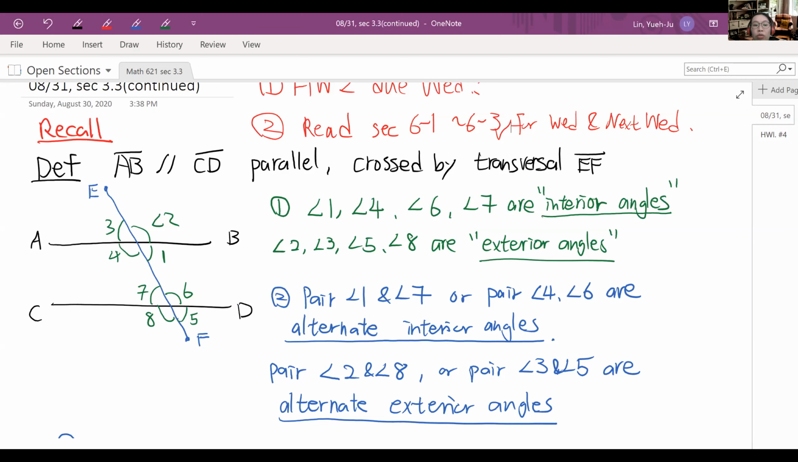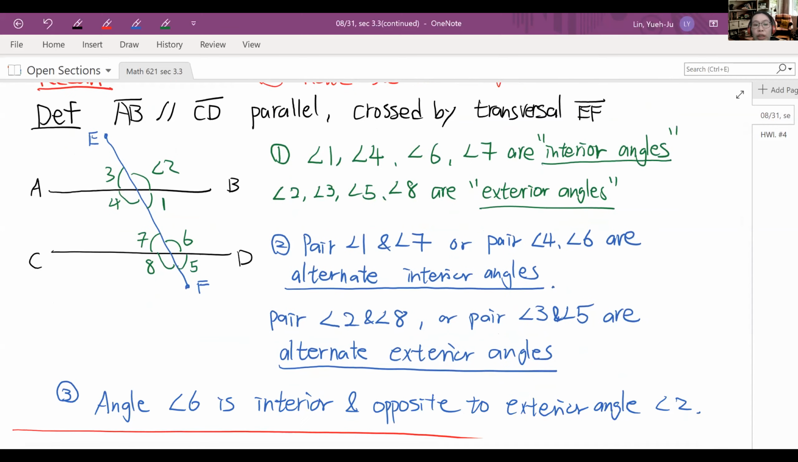So first, before we can do that, I need to recall some of the definitions that we talked about last time. Let's say you have two parallel lines, or two lines, crossed by a transversal, EF. We usually call a line crossing two lines a transversal. Last time we talked about all this terminology: interior angle, exterior angle. So the interior side, let me remind you, is this side. You have 1, 4, 7, 6, that's essentially the interior angles. And everything outside will be exterior angles.